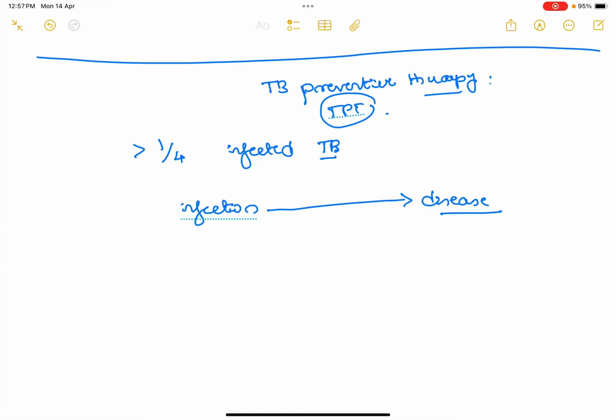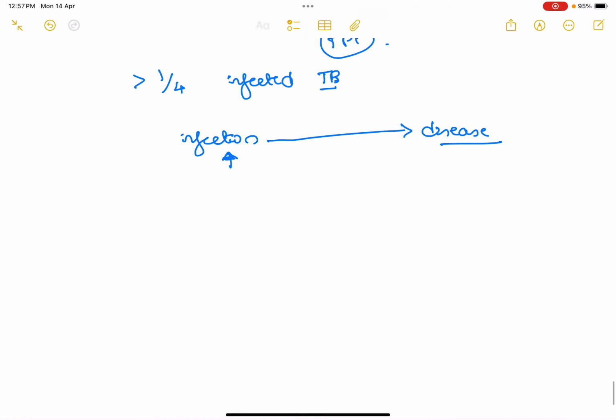There are many risk factors like HIV infection, immunocompromised states and so on, but we don't know exactly who will progress from infection, or latent infection, to disease. So we want to target those at high risk of developing disease and give them this preventive therapy. We want to prevent tuberculosis disease in that population. So how do we identify these infected patients?